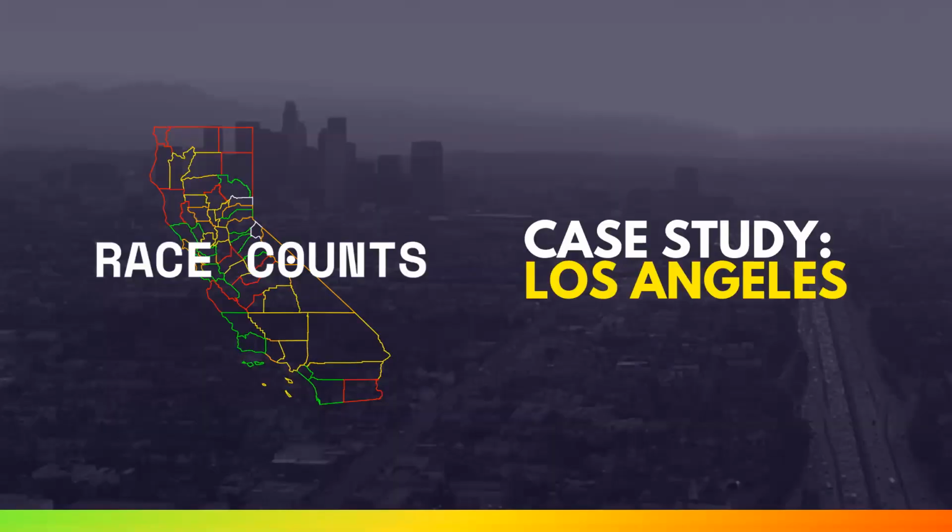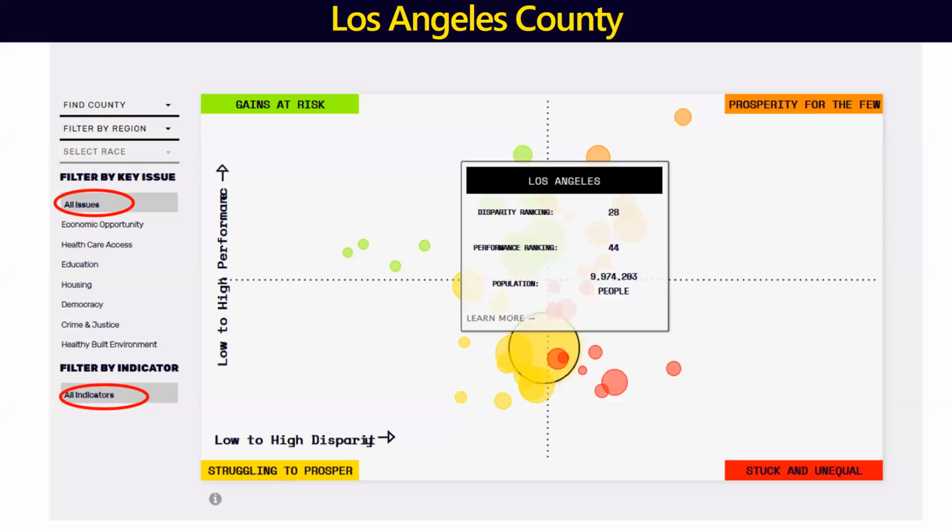Let's take a deep dive into Los Angeles County. If we look at Los Angeles, we'll see how LA ranks relative to the other 57 counties. We see that it performs below average at a 44 out of 58, and then it has a disparity ranking that's about average, 28 out of 58.